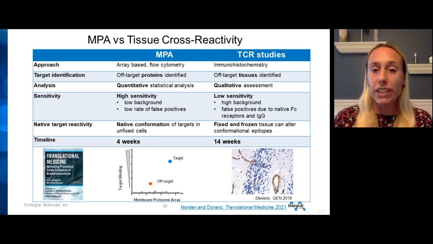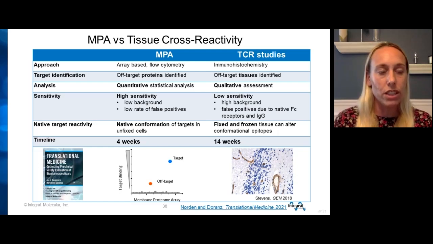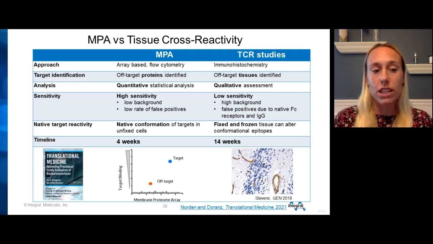If you're interested in more of the technical details of these two assays, comparing cell-based protein arrays to TCR, then I encourage you to read our chapter on testing for off-target binding. We were asked to contribute a chapter to the Translational Medicine book, Optimizing Preclinical Safety Evaluation of Biopharmaceuticals. This guidance book was published by two expert toxicologists, Joy Cavagnaro and Mary Ellen Cosenza, and our chapter is available online.